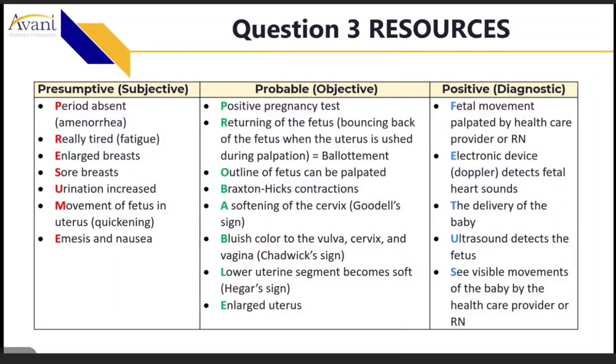And then they have an enlarged uterus. And then, of course, positive signs mean there's absolutely nothing else it can be but a baby. Fetal movement, electronic device detects the heart sounds, delivery of the baby. You can't deny it was a baby then. Ultrasound detects the fetus, and you see visible movements of the baby by the healthcare provider or the RN. So we see the little hand or the little foot pushing on mommy's belly, right? That's how we know for sure. Yes, there's a person in there.